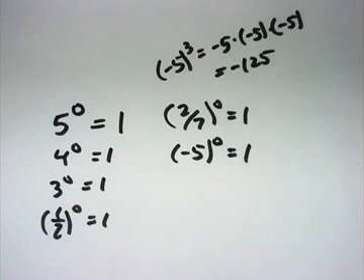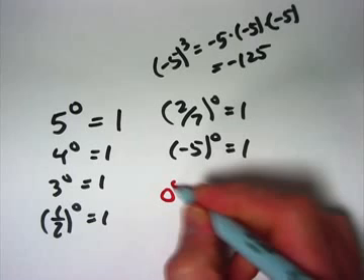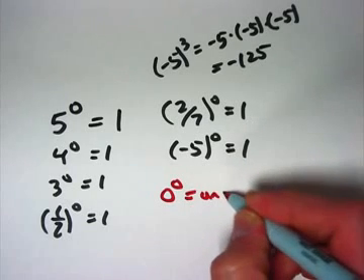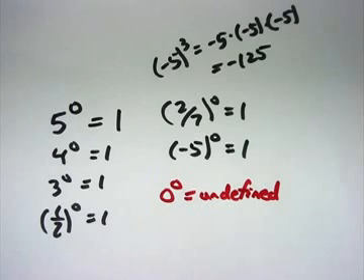In fact, any number to the 0 power except 0 to the 0 is defined to be 1. 0 to the 0 is an exception. That's technically called undefined. You don't define it to be anything because it can lead to some inconsistencies. So we leave 0 to the 0 undefined, but any other number to the 0 power, by definition, is defined to be 1. Scratch your head, you wonder why.